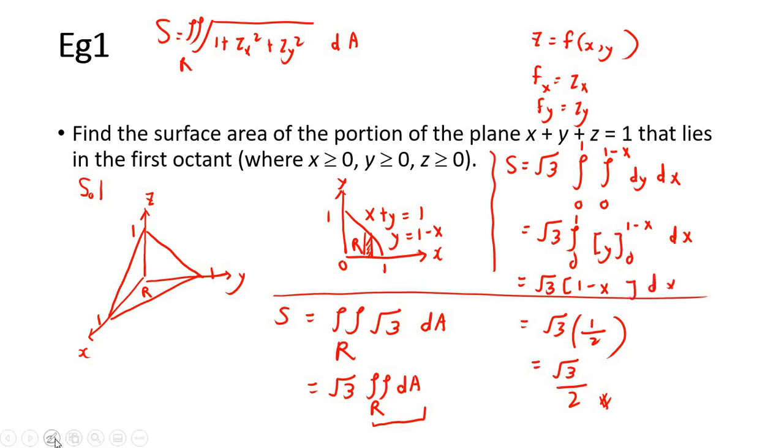This is 3 over 2, because of limited space.